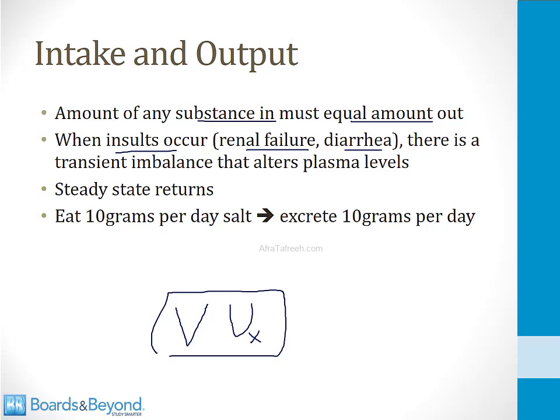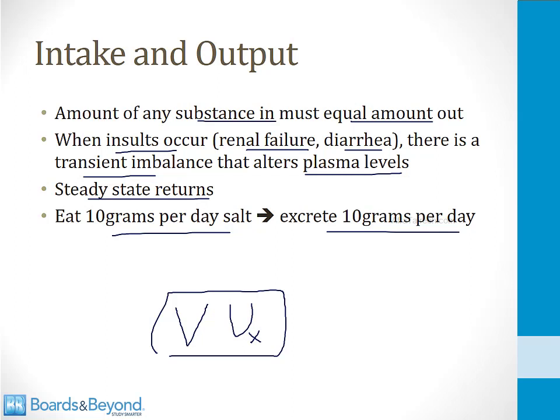When one of these insults occurs, there's a transient imbalance that alters plasma levels, but then steady state quickly returns, such that if you're eating 10 grams a day of salt, for example, you're still excreting 10 grams a day. And this is something you have to understand. So for example, if something happens to the kidneys that impairs their ability to excrete sodium, eventually a new steady state will return where the amount of sodium being excreted is equal to the amount coming in. If it does not, you will die.